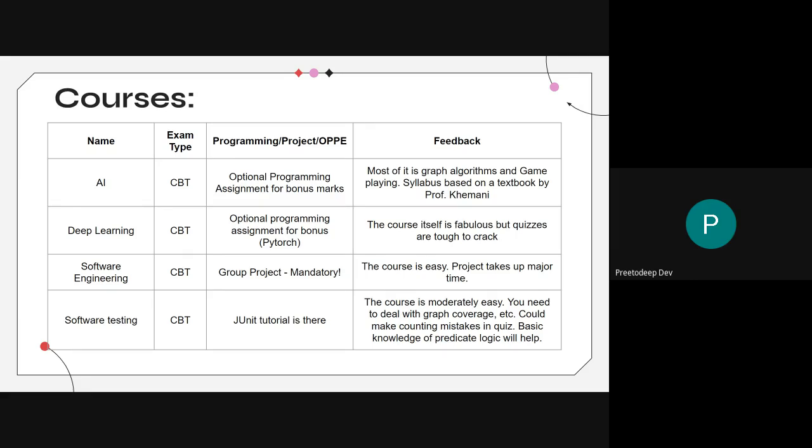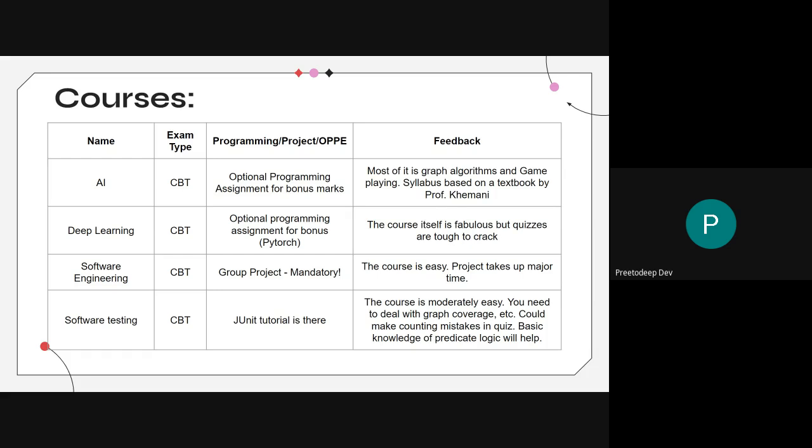So this AI, the complete name of the course is Artificial Intelligence Search Methods from Problem Solving, AI SMPS. It has no OPP, but there is an optional programming assignment for some bonus marks. I think the very title slide says bonus marks are a rare occurrence. So this is one of the rare courses where you do have some bonus marks.